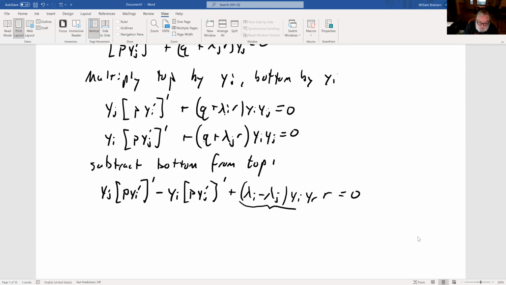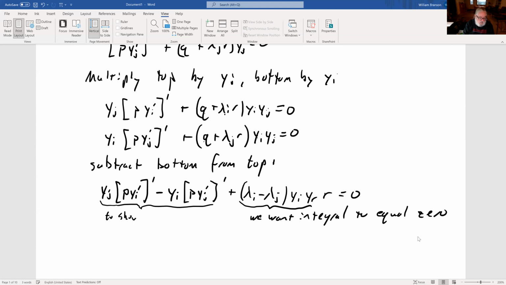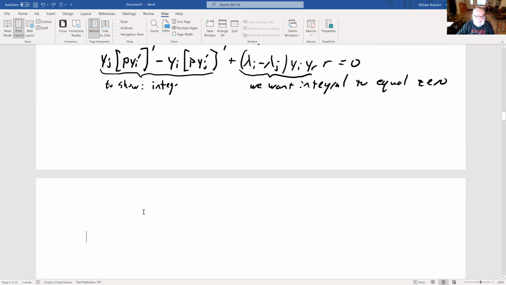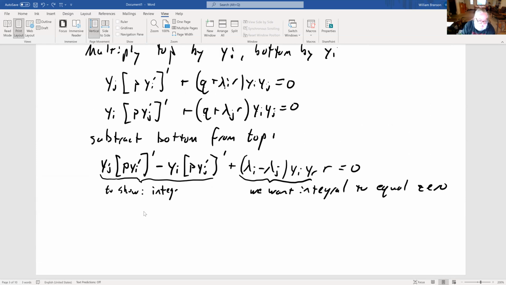And now our goal is to show that we want the integral of this to be equal to 0. So what we're actually going to show is, oh, don't know what happened there. If I can undo that. Okay. So what we want to do is to show that the integral of this equals 0. So to do that, we're going to have to transform that a little bit.